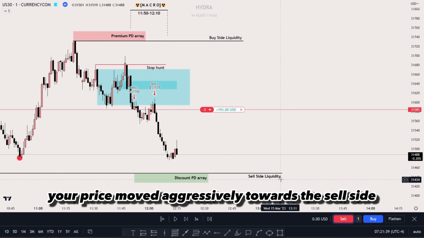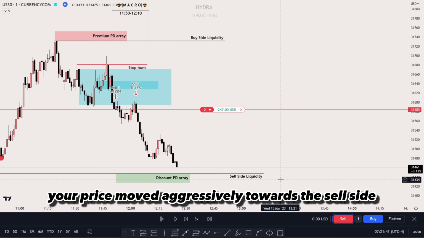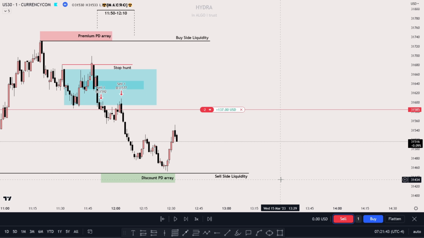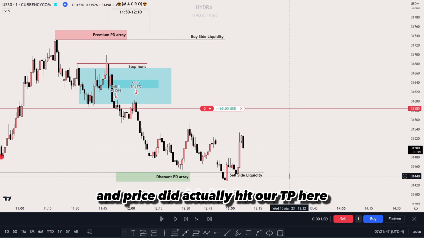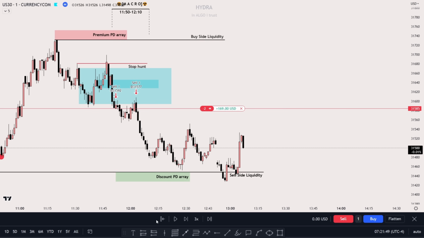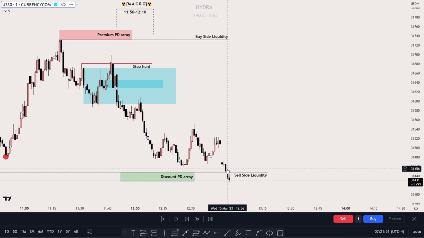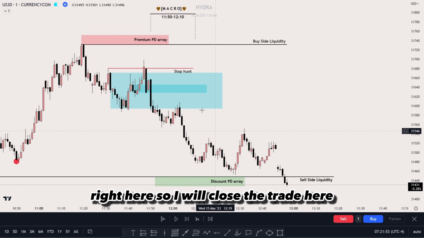And what do you see here? Price moved aggressively towards the sell side liquidity, right? And price did actually hit our TP right here. So I will close the trade here.